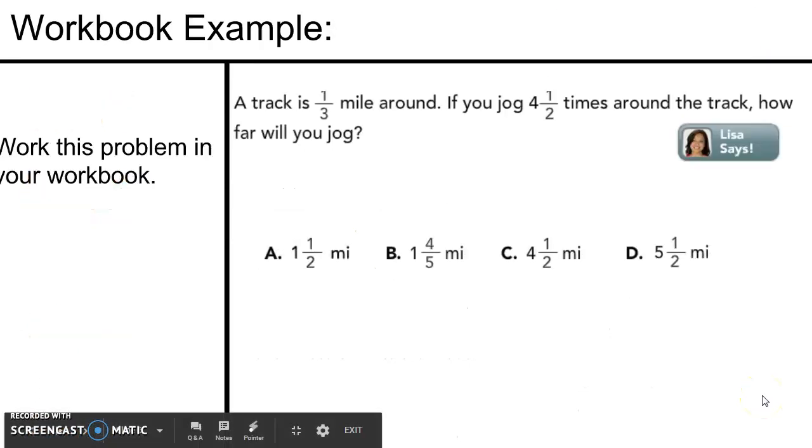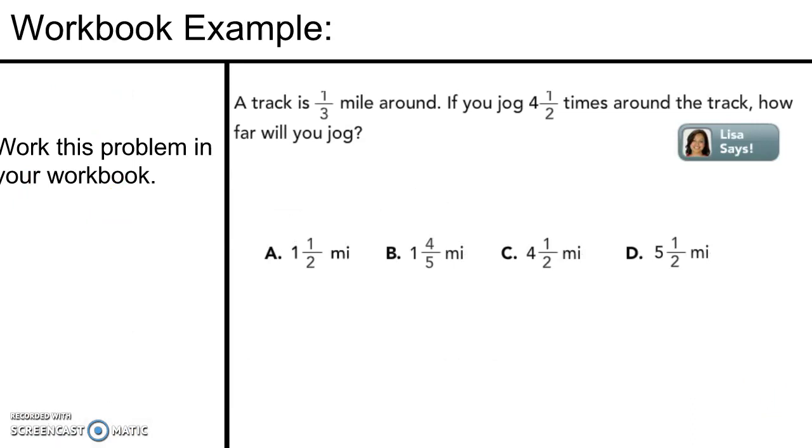This example is in your workbook. A track is 1/3 mile around. If you jog 4 1/2 times around the track, how far will you jog? All right, so here you're going to need to multiply. So if you have 4 1/2 times 1/3, then you need to make sure that first of all you take your 4 1/2 and you change it to an improper fraction.